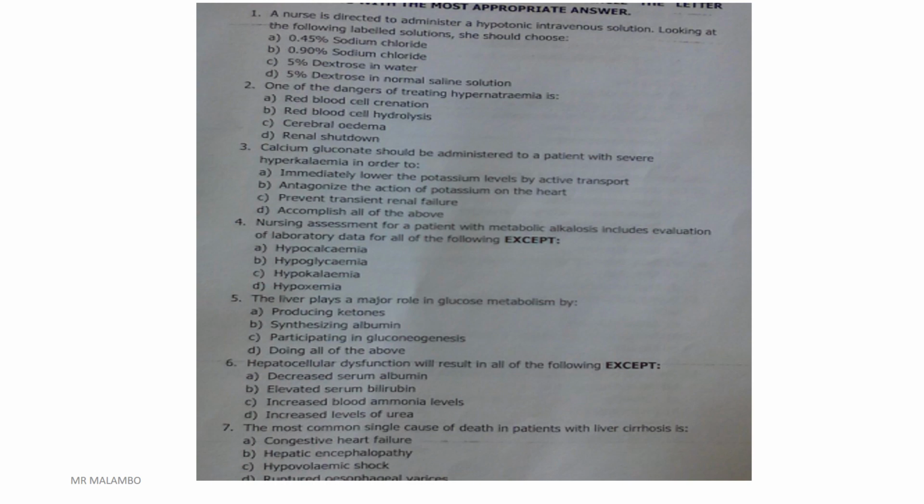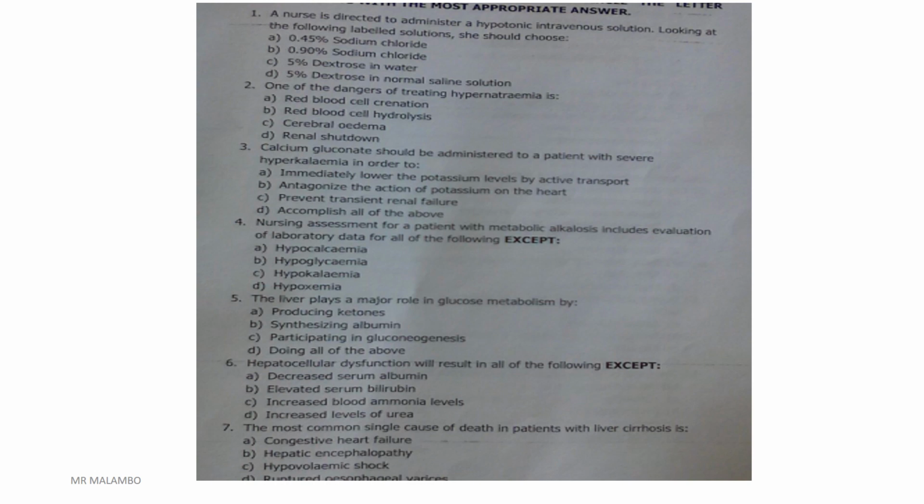Question 5 says the liver plays a major role in glucose metabolism by producing ketones, then C, synthesizing albumin, then D, participating in gluconeogenesis. So the answer is C, participating in gluconeogenesis. Then we've got question 6. It says hepatocellular dysfunction will result. So basically, that is the liver. Liver cell dysfunction will result in all of the following except which one? So the exception for question 6 is A. Decreased serum albumin.